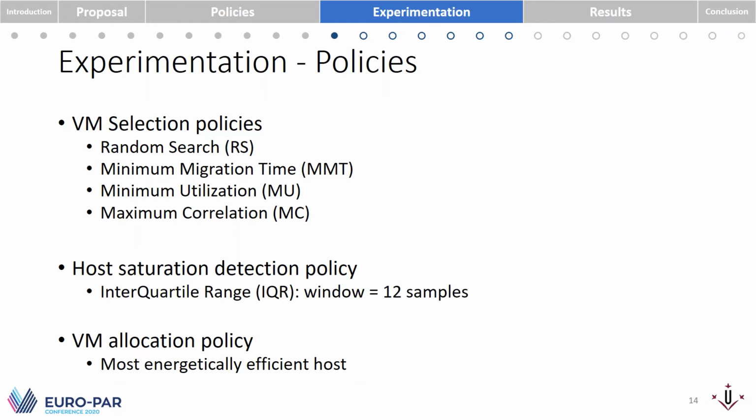The VM allocation technique also comes with CloudSim, applying the interquartile range in the last 12 samples to obtain the affordable upper threshold. If the current utilization surpasses this threshold, the host is marked as saturated. Finally, when a VM is migrated, the host that can allocate the VM and has the best energetic performance is selected.